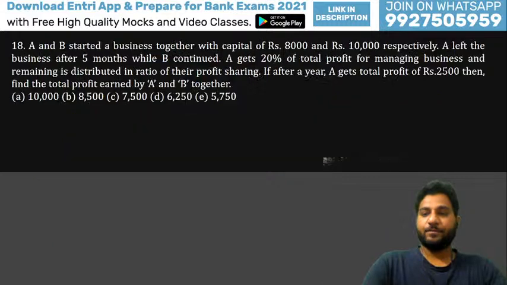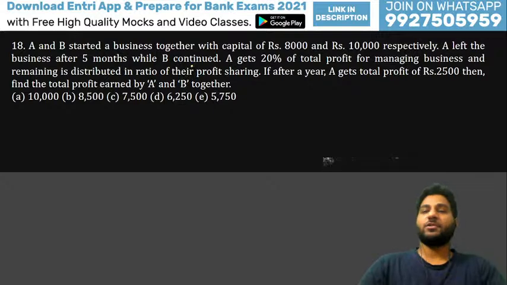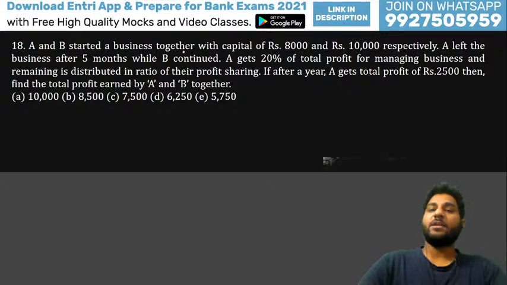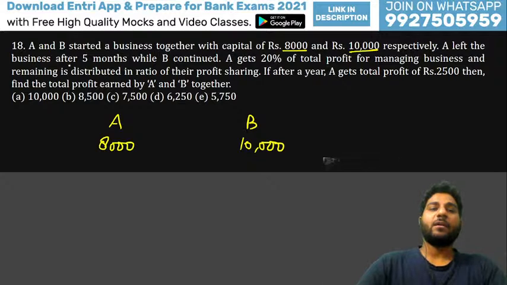Very good, Yash. Okay, so here comes another lengthy question, but I believe you can solve it in a short span of time. A and B partnership questions are always very easy. A and B started a business. Carefully remember, 8,000 and 10,000 were the investment amounts. A left the business after 5 months, which means A was there for only 5 months and B continued, so B was there for 12 months.